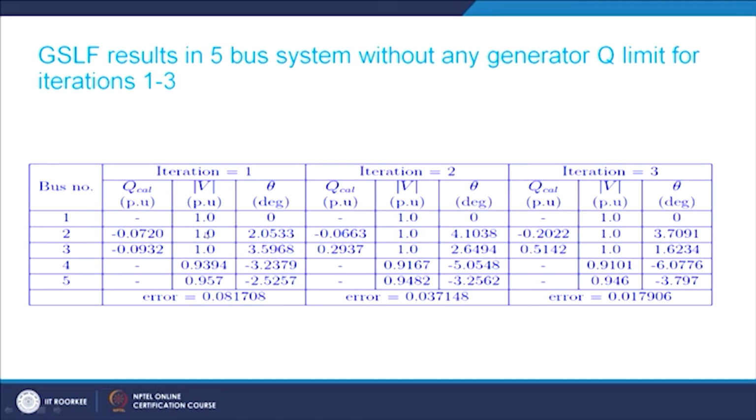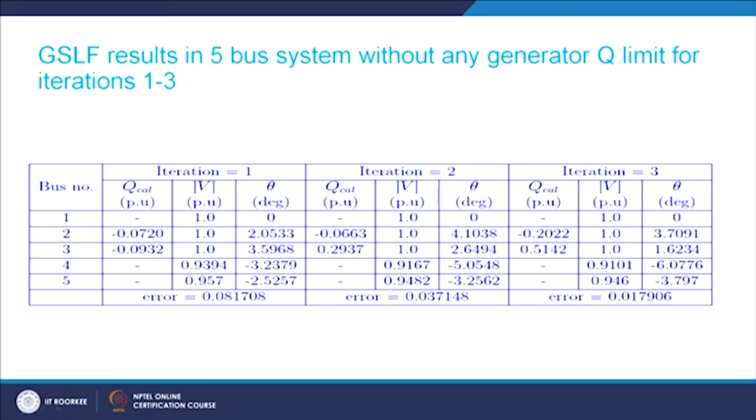So, therefore, their voltage magnitudes are maintained at 1.0 per unit, which is basically their specified value, and their angles are recalculated. And for bus 4 and bus 5, both the voltage magnitude and angles are recalculated, and the error by that basic process we have calculated. You see that this is quite high.